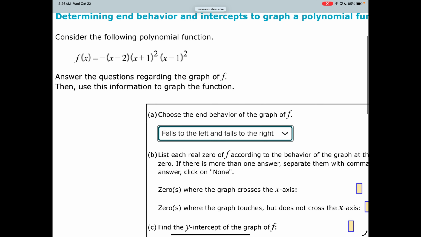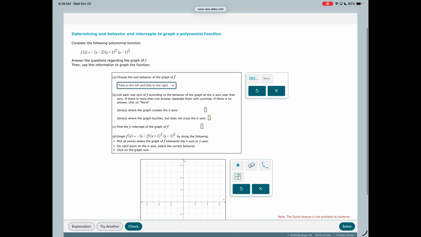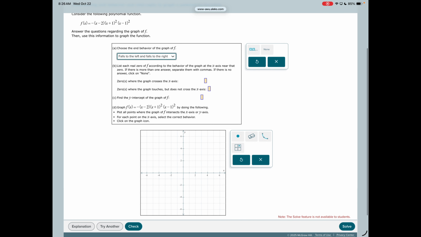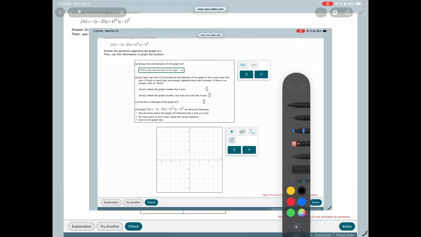The way you tell if this is even or not, let's see if I can. Oh, you do have to do the crosses and touches too. We'll work it out, and then we'll come back and work on Alex. Okay.